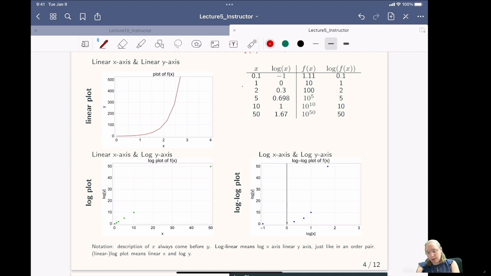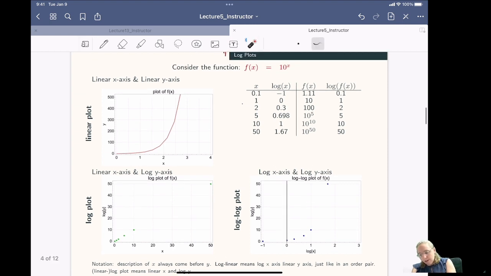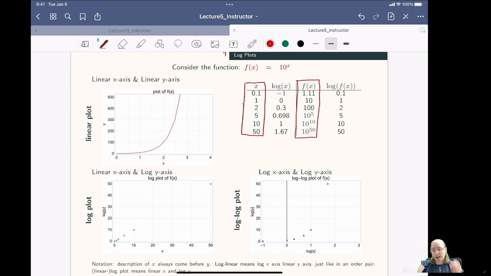All right, so a good example of this is the function f of x is equal to 10 to the x. What happens if we plot 10 to the x on a linear plot? This is your traditional plot. It's going to look something like this curve. So as you know, with exponentials, or in this case 10 to the x, it's going to fly off the plot. So we really can't plot values of x that are over here. So what are we doing in this plot? We're plotting values of x against values of 10 to the x, which is f of x.